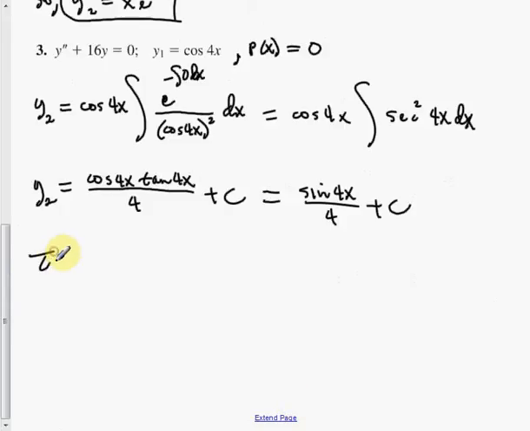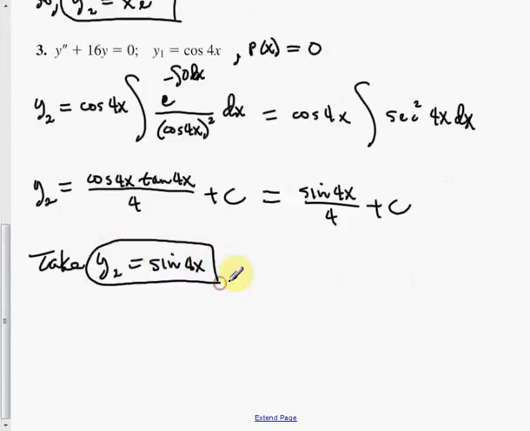Here we take y sub 2 to equal sine 4x. Again, when I attribute a c sub 2 in front of that sine 4x, that's going to pick up for me that 1/4 down there. And then if you have a non-homogeneous differential equation, you can pick up the constant c.